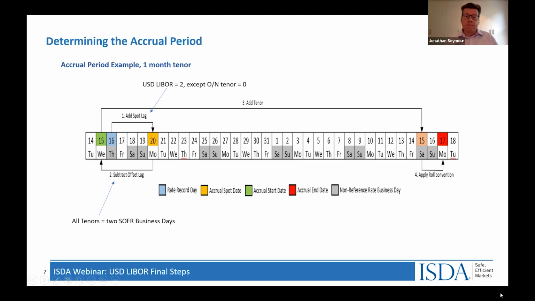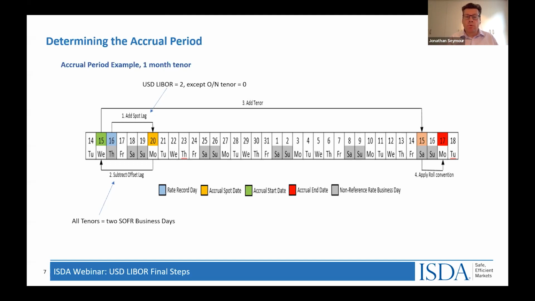Now, the methodology for compounding for all fallbacks requires you to take a 2-day shift backwards. And this is to help ensure that the rate is known 2 days prior to your payment date. So we move backwards 2 business days, reference rate business days, and that shifts us back to the 15th. 2 business days, we skip through the 16th, which is a non-business day. Now, this is the accrual start date. And now we are going to measure the SOFR rates from the accrual start date all the way through to the end date. And that, in this example, is a 1 month tenor.